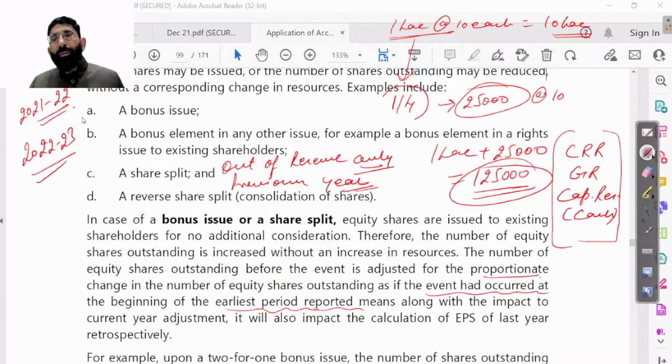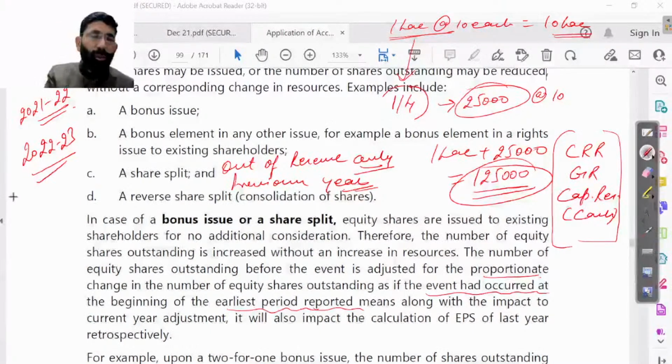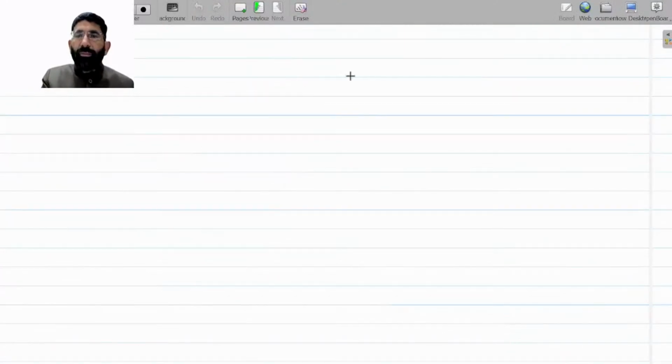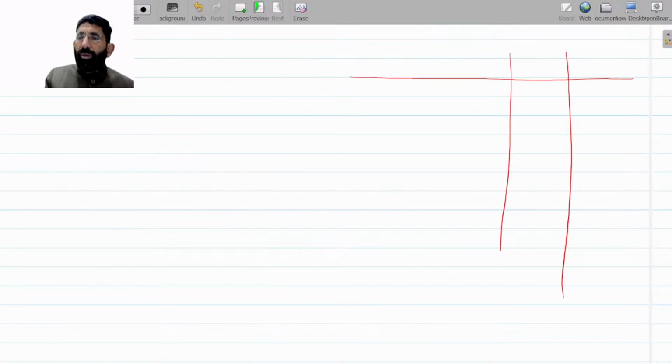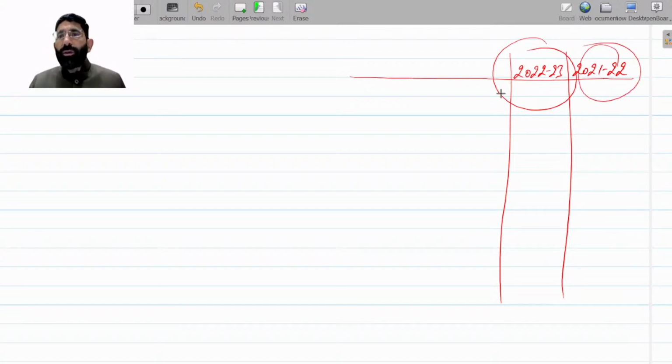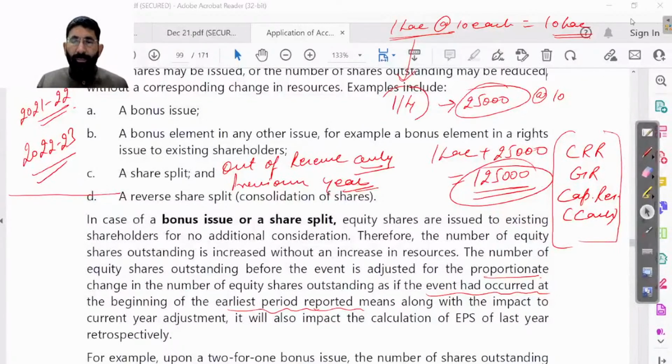Whenever we present the balance sheet, the financial statements, there are two columns, remember. Whenever financial statements are prepared by the company, it is prepared 22-23 and 21-22. So the reporting period is 22-23, but simultaneously we have to report for 21-22 also. Previous year data is also to be given while presenting financial statements. It's a rule in case of corporates. So we are talking about corporates only at this time.